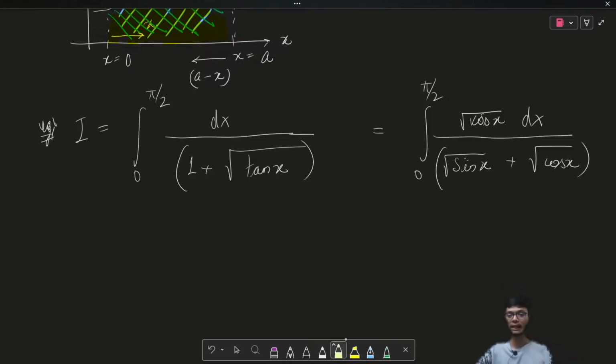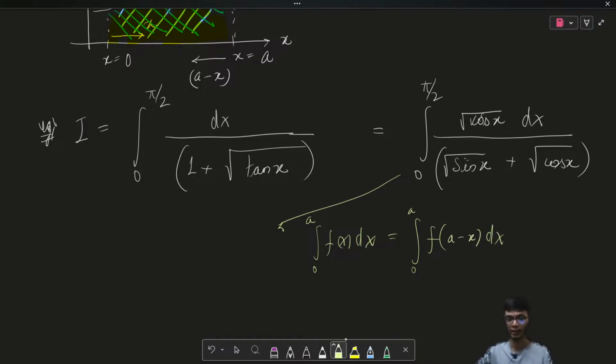Now, if I apply the theorem that I learnt over here, that is integral from 0 to a of f of x dx is also equal to integral from 0 to a of f of a minus x dx. Why do I do it? Because I know that sine and cos are orthogonal, and also they are complementary to each other. So I can write sin x as cos of pi by 2 minus x. Similarly, sin of pi by 2 minus x is equal to cos x.